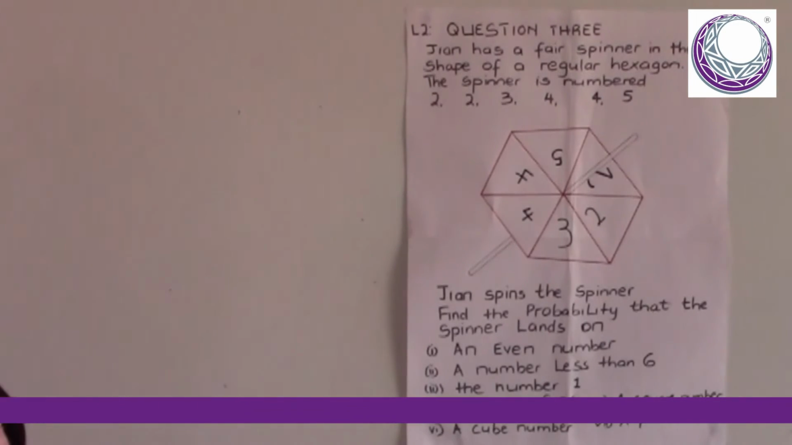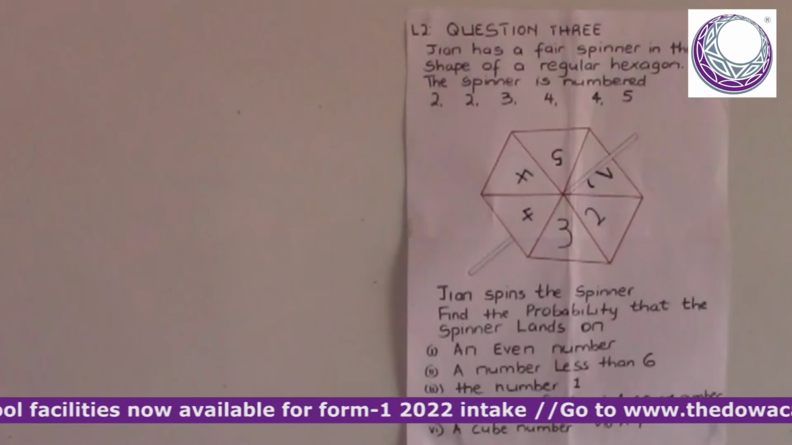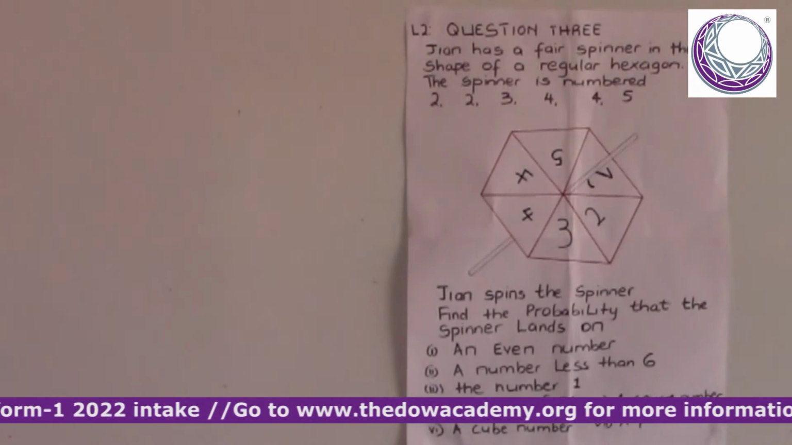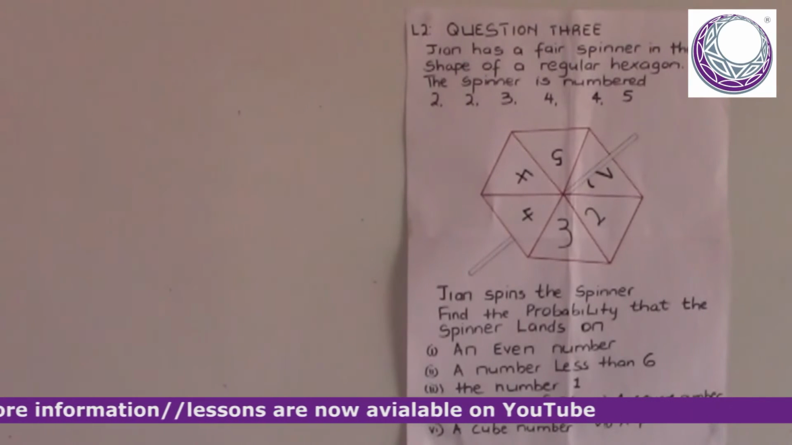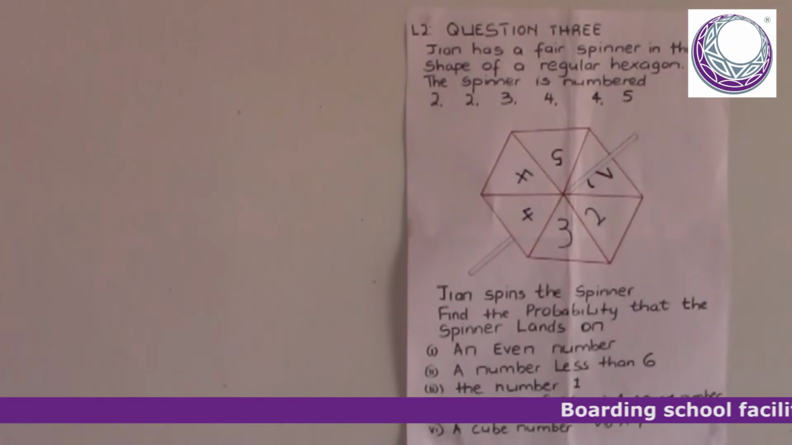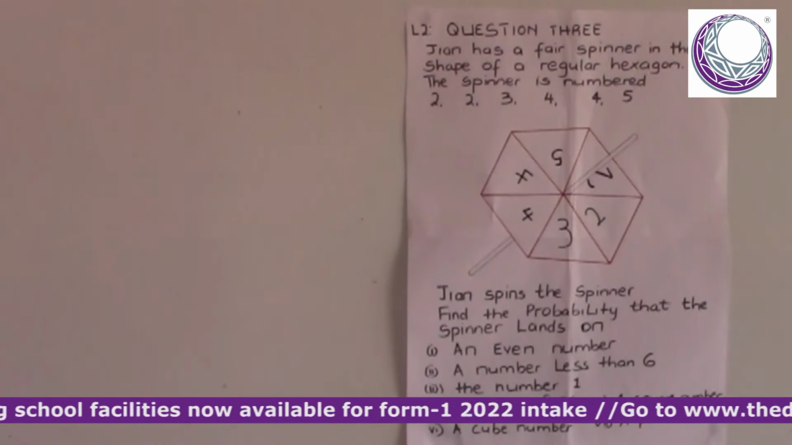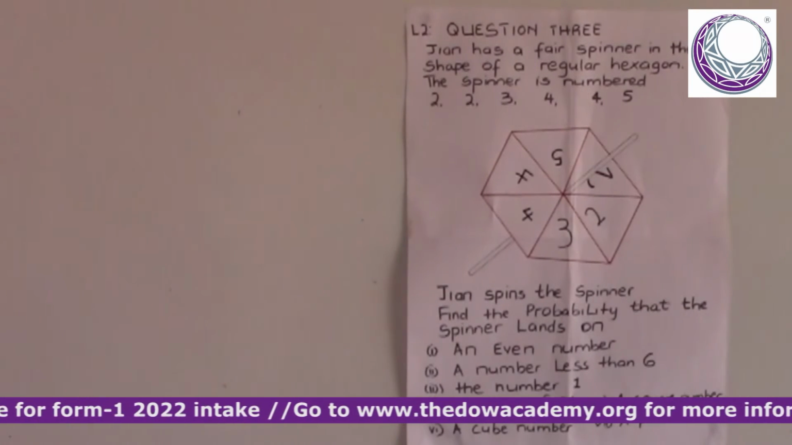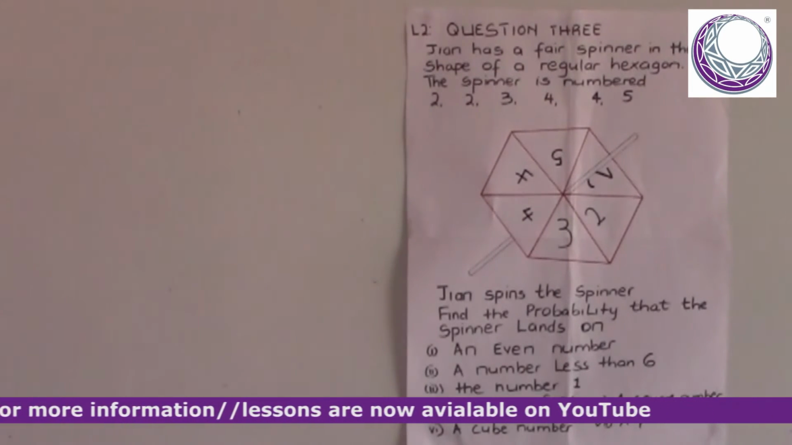Moving on to question 3. Now question 3 reads, Jane has a fair spinner in the shape of a regular hexagon. The spinner is numbered 2, 2, 3, 4, 4, and 5. We can see the illustration of the spinner. So Jane spins the spinner. Find the probability that the spinner lands on item 1, an even number.